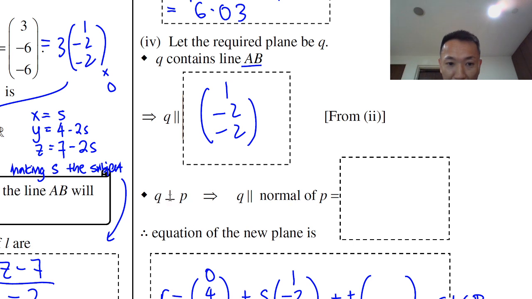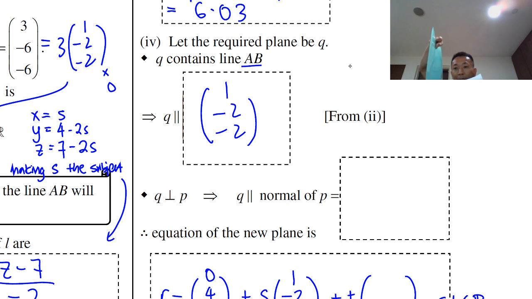If Q is perpendicular to P, Q is the required plane, it's perpendicular to P. Then can I safely say that Q is parallel to the normal of P? It's not, let me draw it like that. Okay, maybe I shouldn't draw. I use two perpendicular planes, I show it to you like that. Okay, wait, look at the camera now.